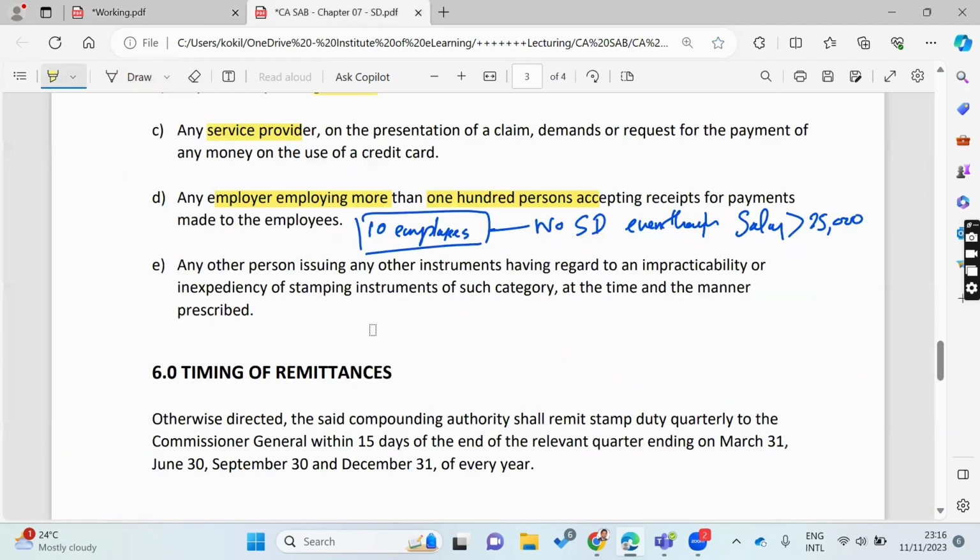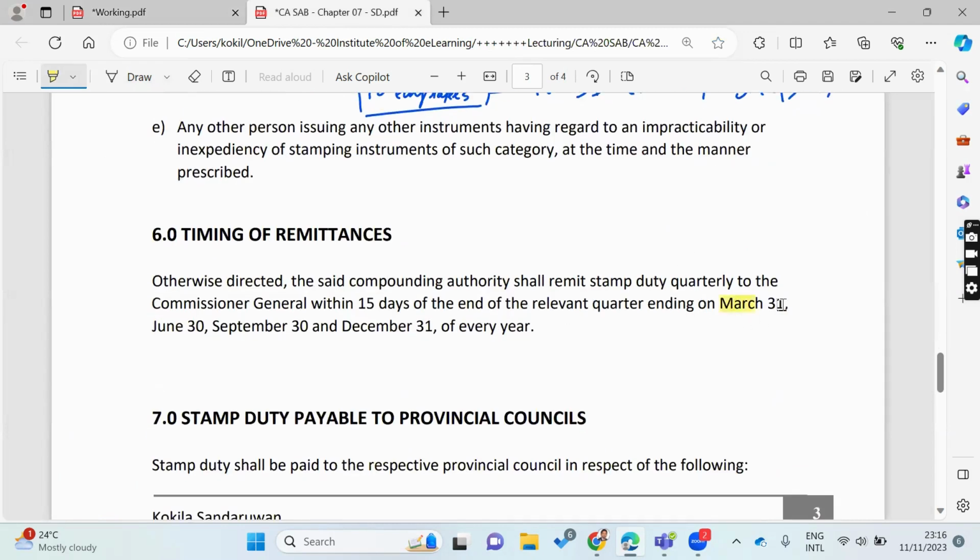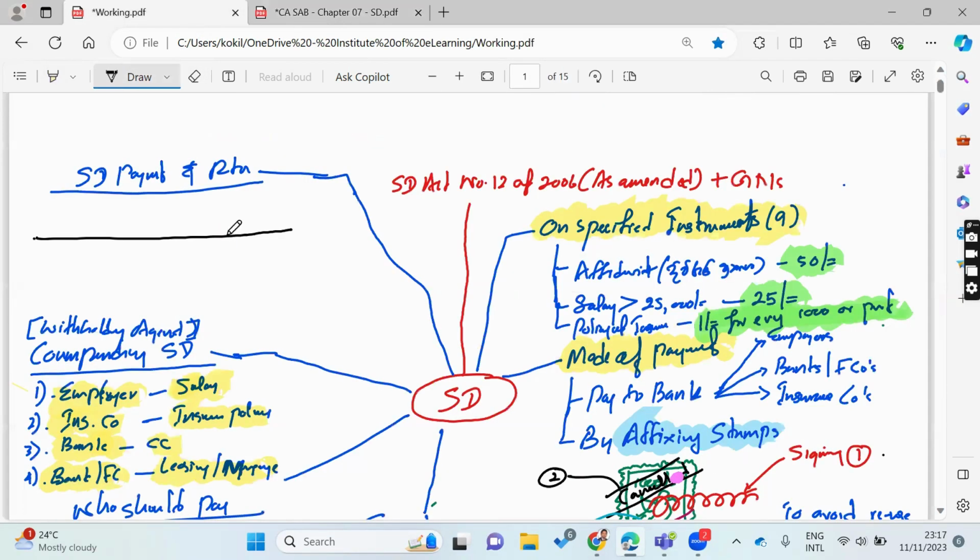Quarters: January to March is one quarter, then April to June, July to September, and October to December. You need to pay within 15 days after the end of the relevant quarter. Let's say January, February, March. For this quarter, stamp duty payment and return are both due on 15th April.